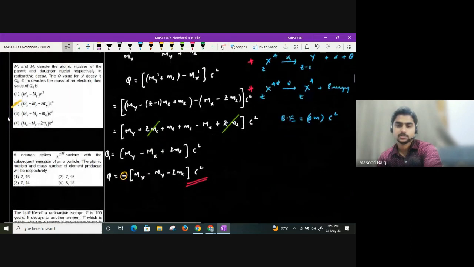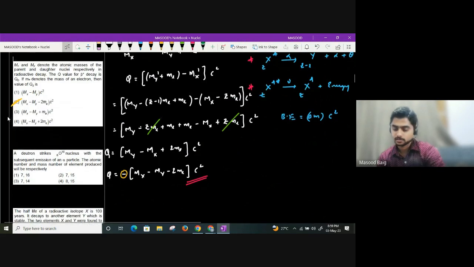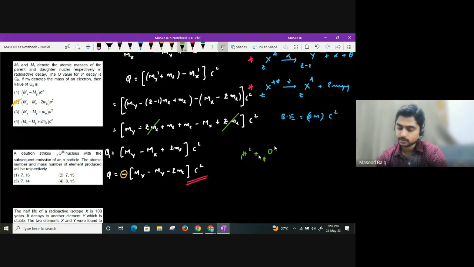Let us see the next question, guys. They have given that a neutron strikes an oxygen nucleus, with the subsequent emission of an alpha particle. The atomic number and mass number of the element produced are what they are asking. I'll directly write the equation here. What is the equation? Neutron is 0n1 beta. It is going and colliding with oxygen, right? Subsequent emission of an alpha particle.